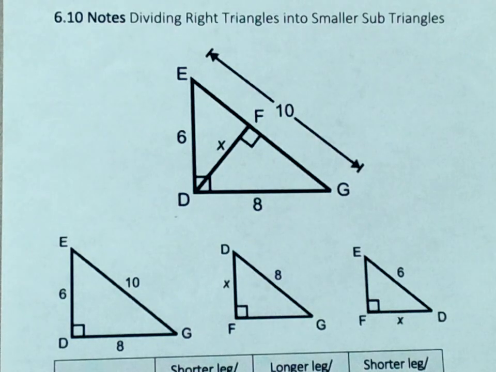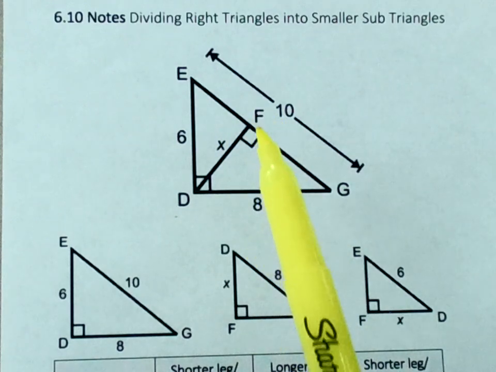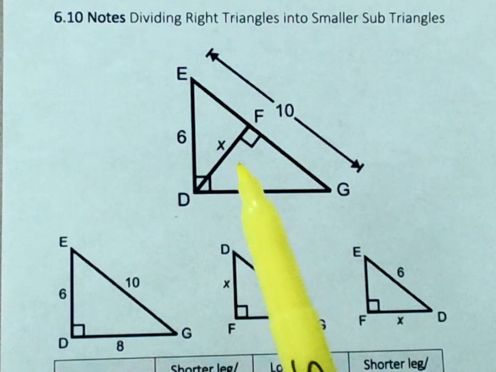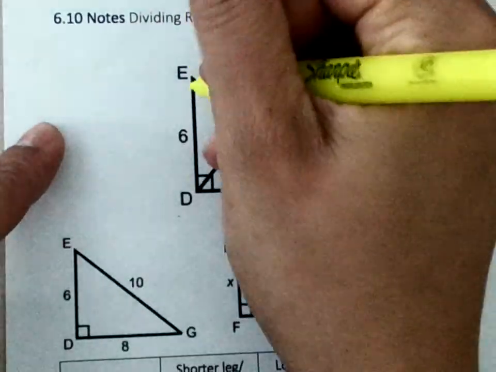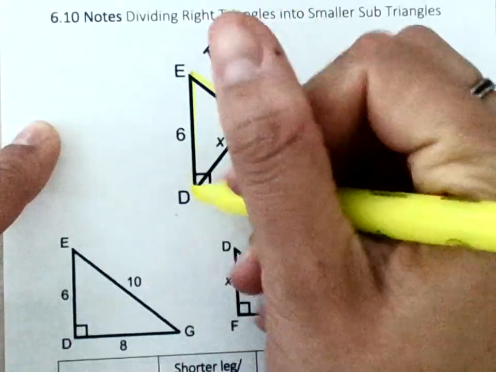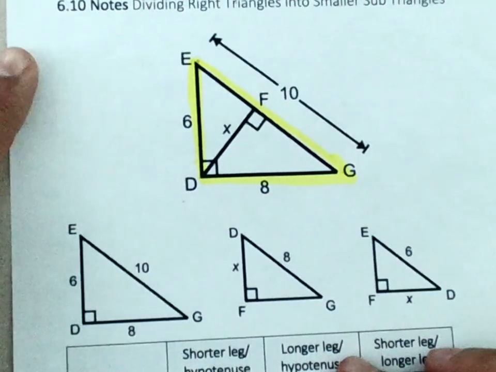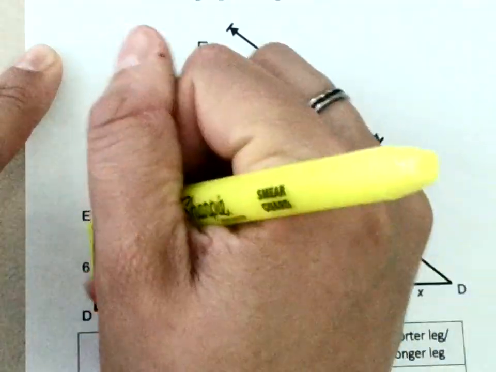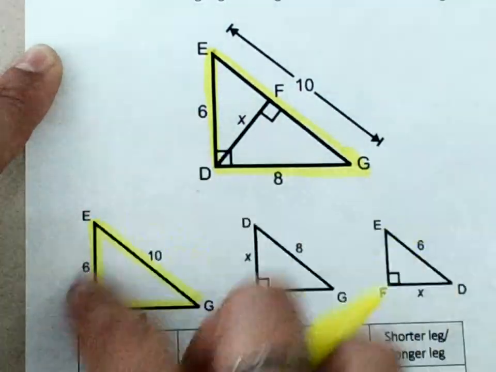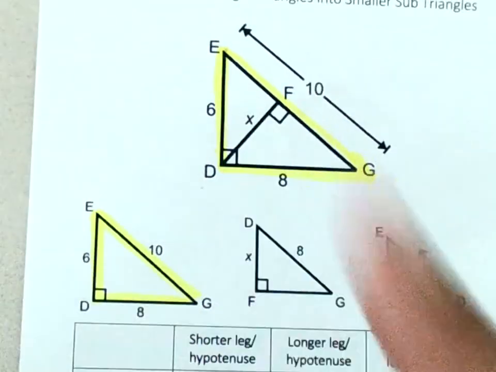Notes, we're going to learn how to divide right triangles into smaller subtriangles and then use proportions to find missing sides. So in this image we have a large triangle, EDG. And if we wanted to draw that picture down here without all of the confusing stuff inside, EDG, you'll see that we kept 10 where 10 is, 6 where 6 is, 8 where 8 is. And all of the letters are the same and the right angle is in the same location.